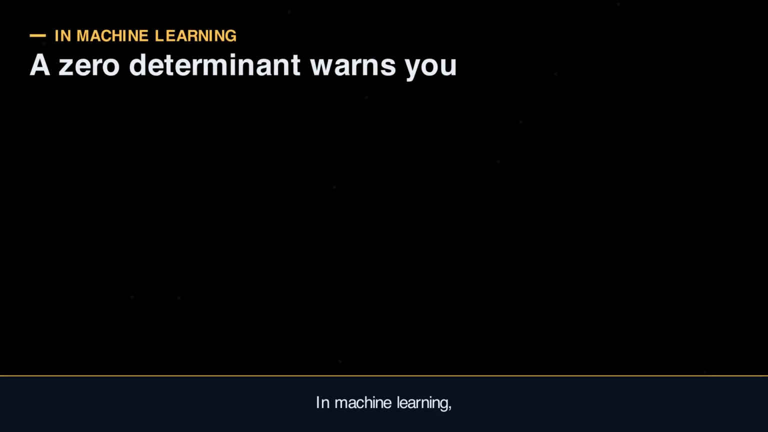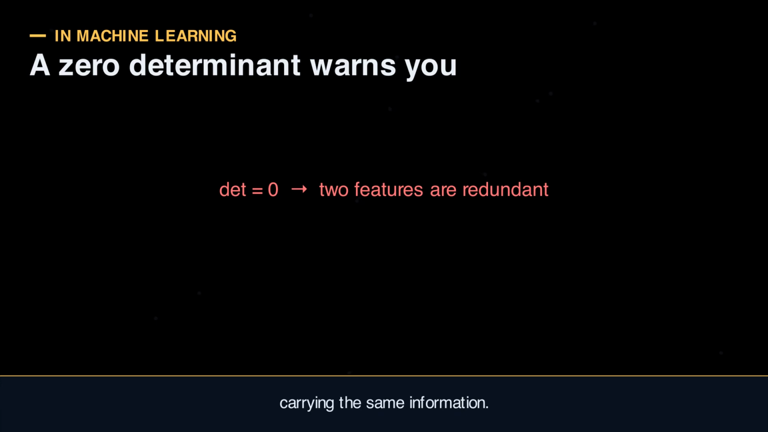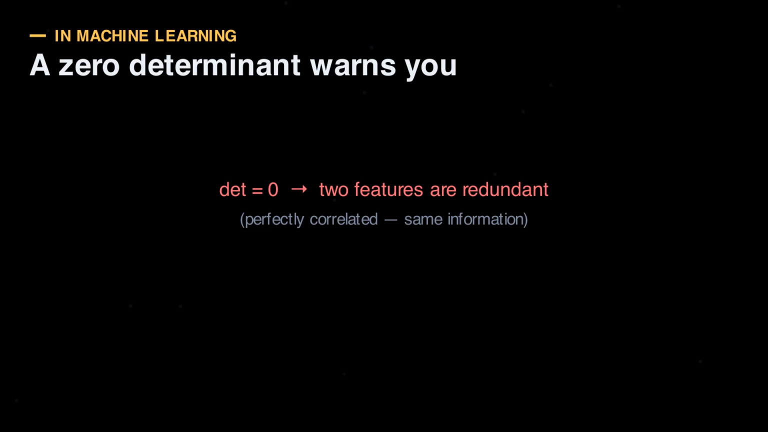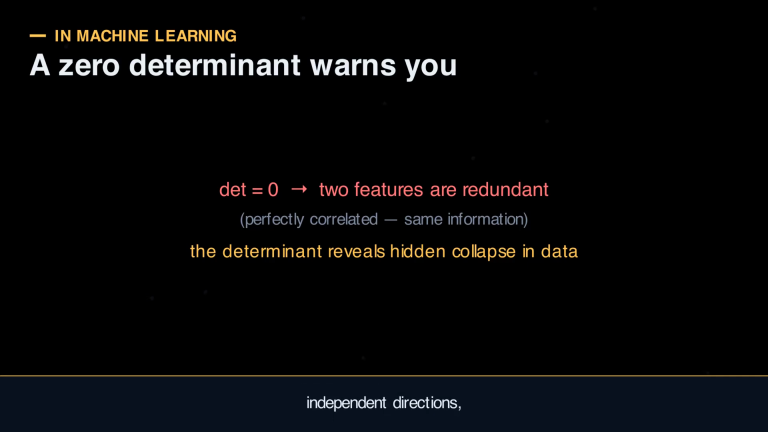In machine learning, a 0 determinant is a warning sign. It often means two of your features are redundant, perfectly correlated, carrying the same information. The matrix becomes singular, non-invertible, and formulas break down. The determinant quietly tells you whether your data is truly full of independent directions or secretly collapsed.